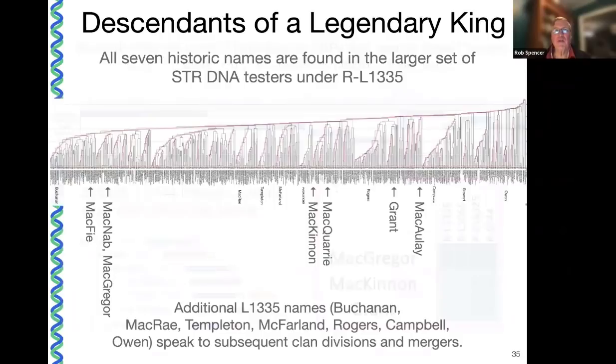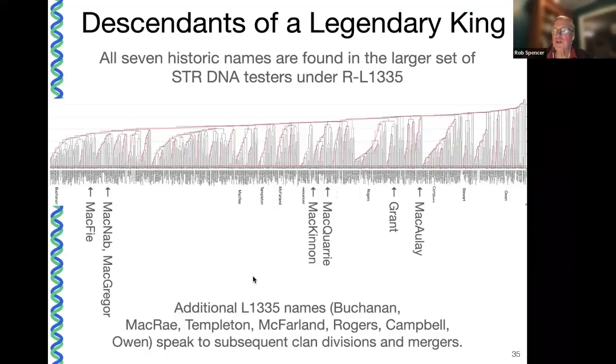That's getting interesting. Now, if we use STR data, there's more of it, and the reason is simple. STR testing is less expensive, and many more men have done it. I can find all 7 names. Here's a great big dendrogram for L1335. I know you can't read it, but in the very fine print, and I've highlighted them all, you can find 1 or more examples of McPhees, McNabbs, McGregors, McKinnons, Macquaries, Grants, and Macaulays. All of them. There are others in there too. There's also Stewarts and Campbells and Rogers and other names.